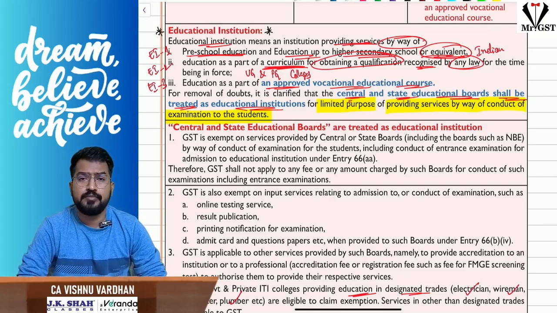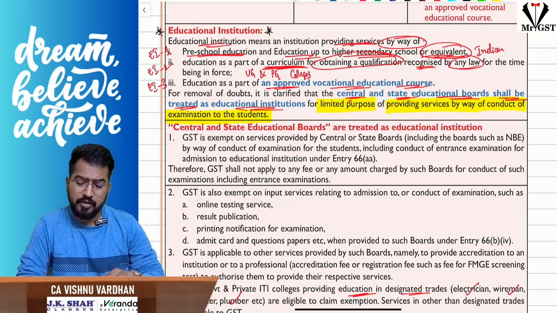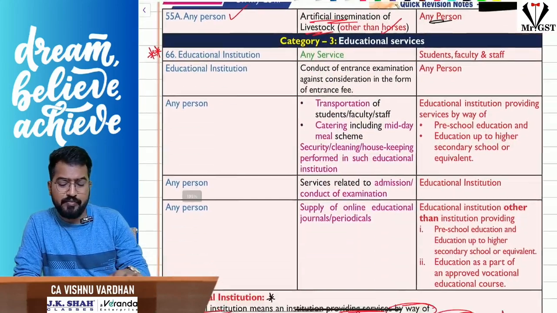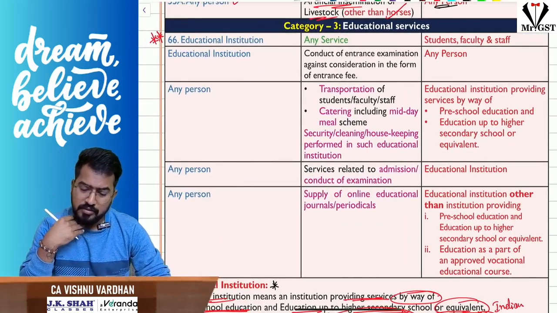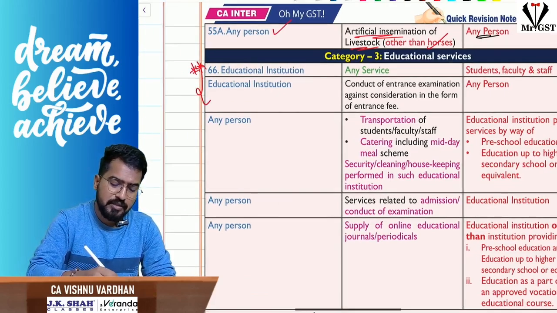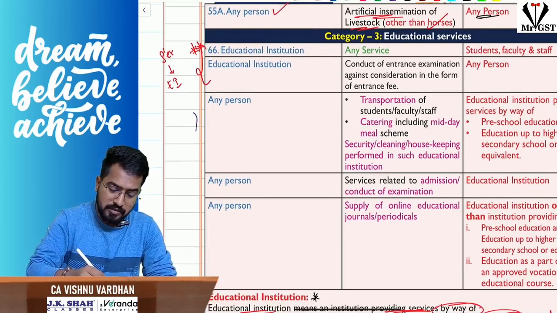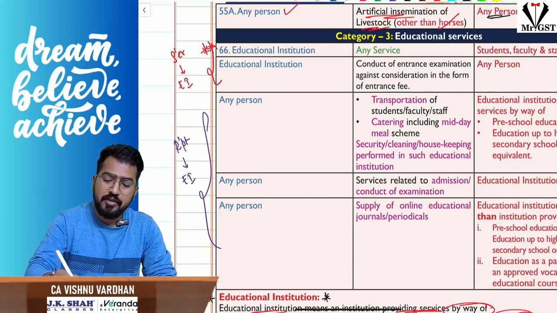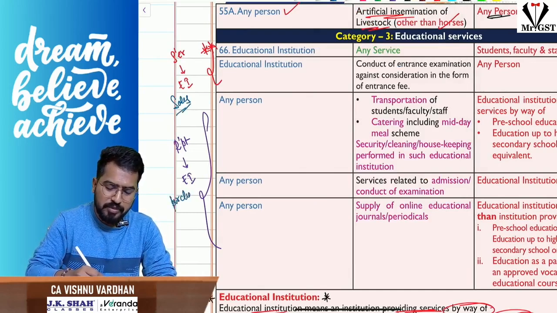Okay, so now coming to the point. So these people providing services, if you see, here there are three entries mainly. In these two cases, the supplier is an educational institution. In this case, the recipient is an educational institution. That means here we are talking about sales of educational institution. Here we are talking about purchases of educational institution.